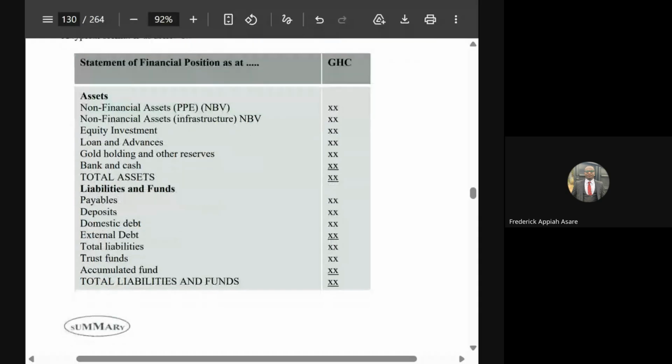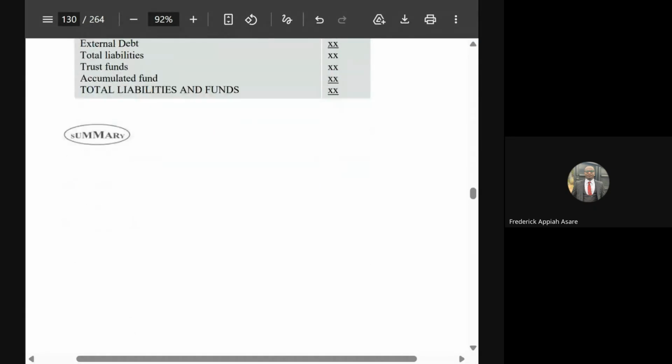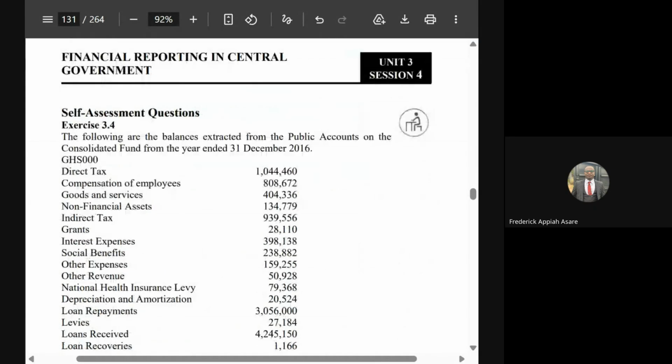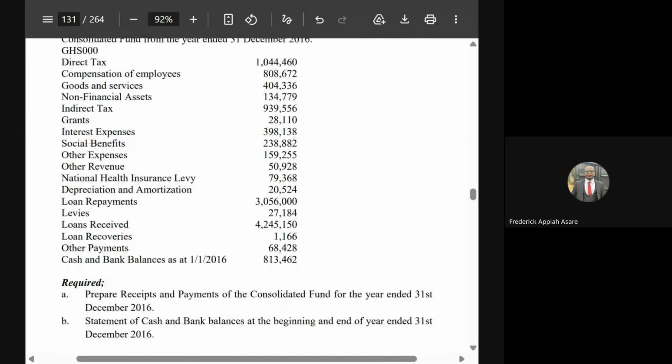Then the liabilities and funds. You have the normal payables, deposits, domestic debt, external debt. You get the total liabilities. Then you get the trust funds as well as the accumulated funds. So you sum everything, the total of liabilities and funds, and the total assets must be equal before you can say that you have balanced the account.